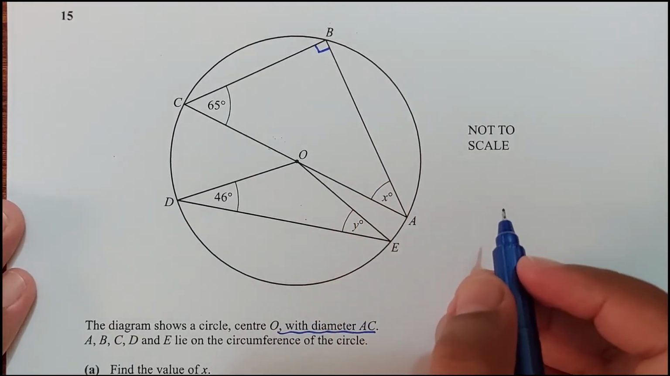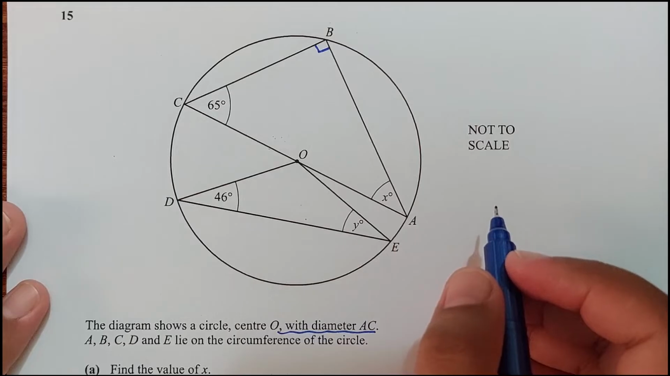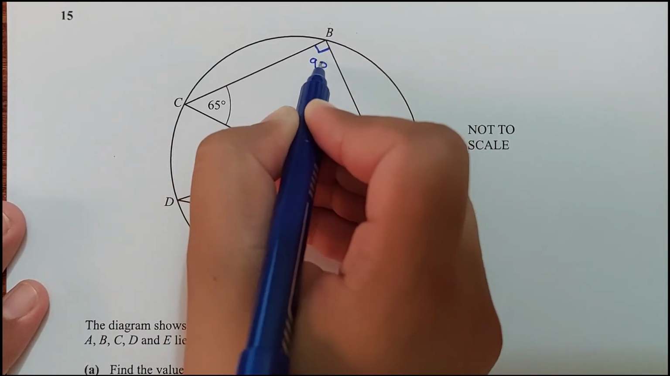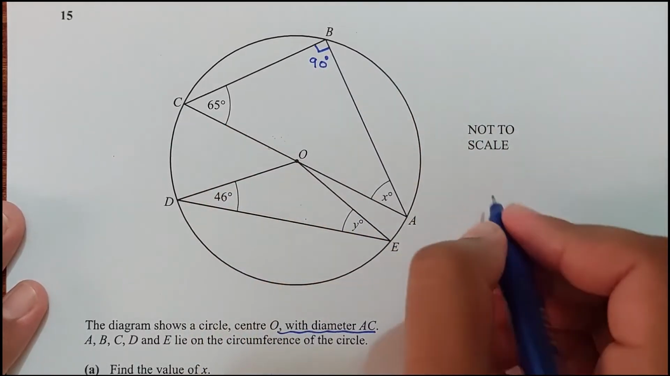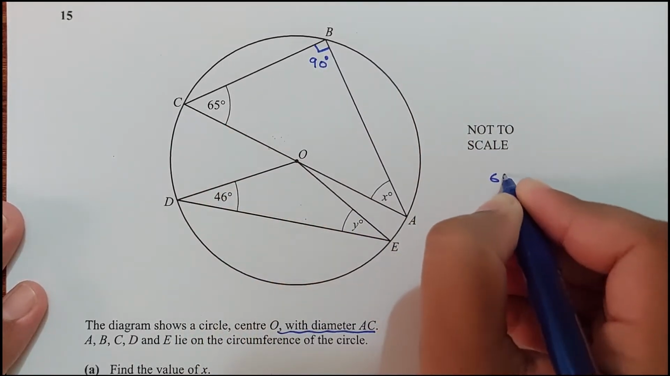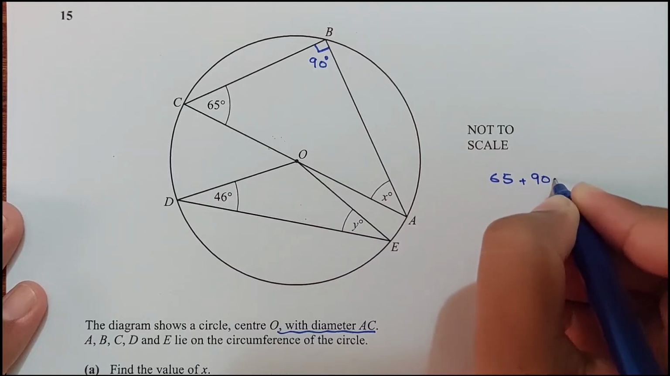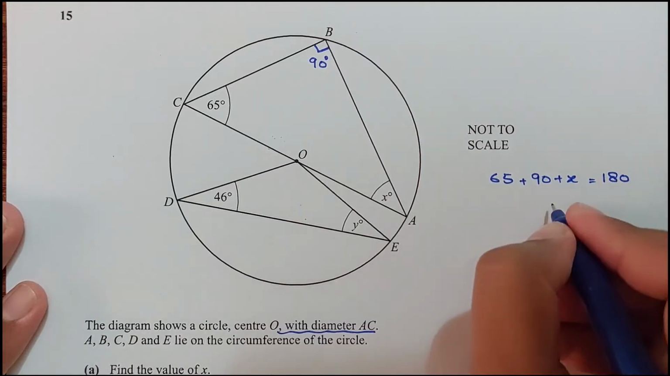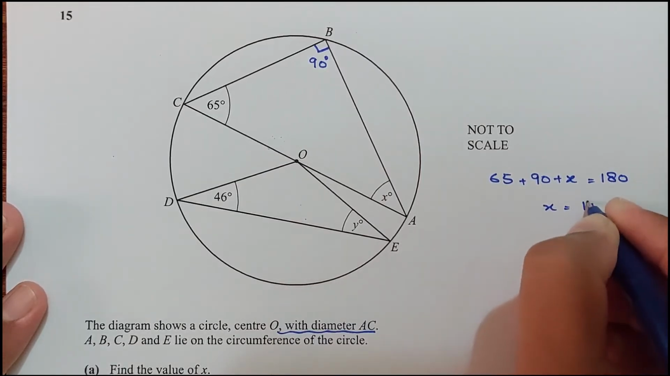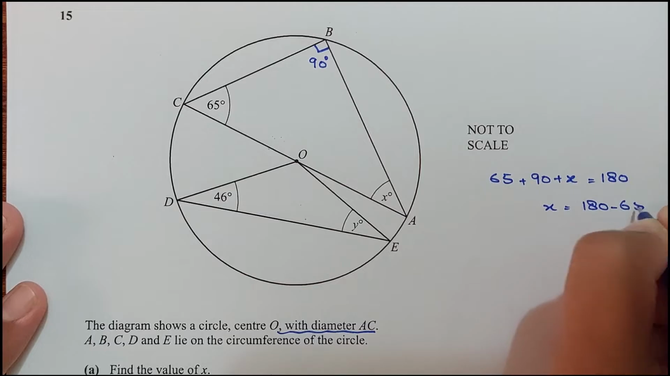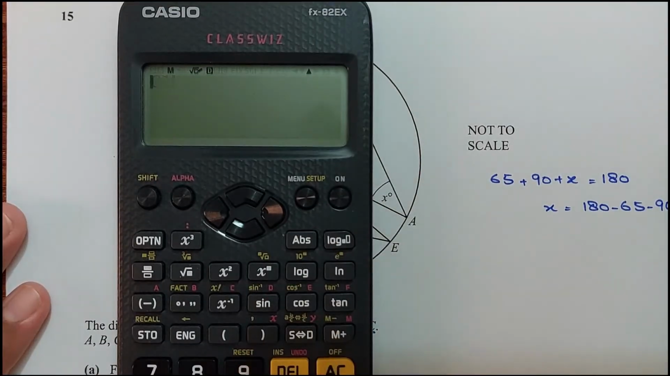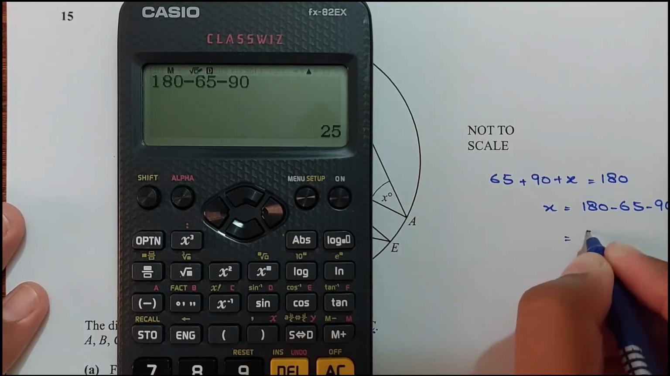Okay, as we know that the triangle over the diameter is a right-angled triangle, this is 65, this is 90 degrees, we can easily find out x, right? So we can say that 65 plus 90 plus x equals 180 degrees. Sum of all angles of a triangle is 180. So what is x? X is 180 take away 65 and take away 90, right? 180 minus 65 minus 90, this is 25 degrees.